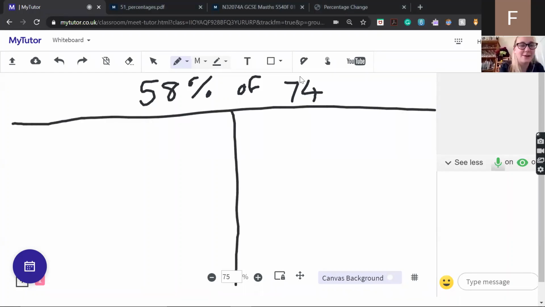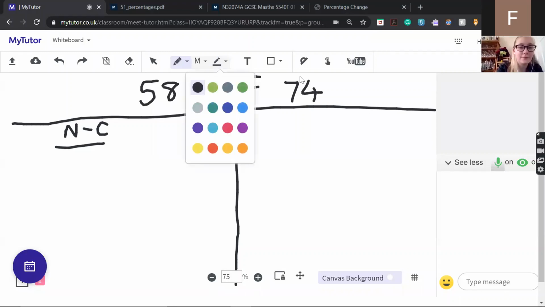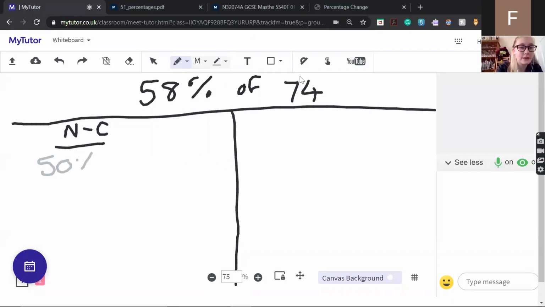So let's do both of the methods again. So we'll do our non-calculator method here. What we can do nicely here is straight away calculate 50%. That's quite easy. 50% of something is half of it. So we can say 50% equals half of 74, which is 37. I'm good at maths, I promise. That is right, isn't it?